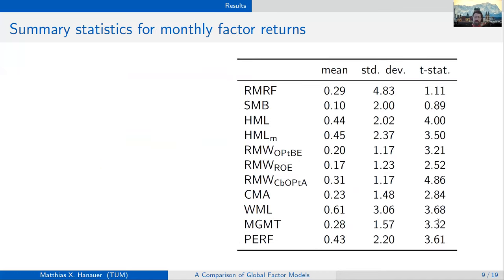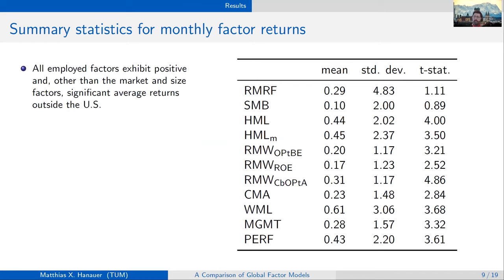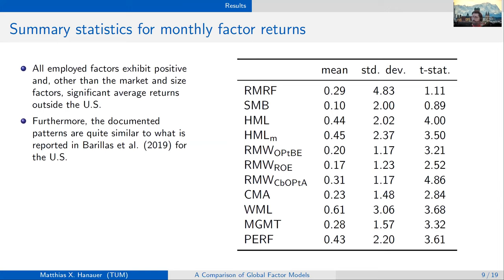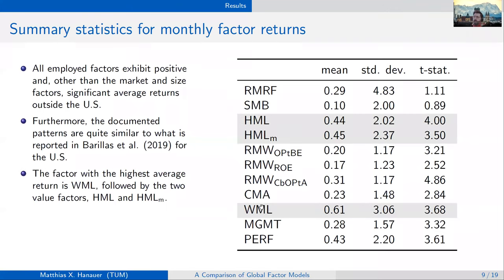What I show here are more or less the descriptive statistics for the factor models employed in my study. You see that all factors have positive returns, and besides the market and size, all are significant because they have t-stats above 2, most of them even above 3. It's quite similar to the results for the US. For instance, value and momentum factors are the strongest ones. You see that this monthly updated value factor has more or less the same mean as the standard value factor, but it's a bit more volatile, therefore a bit lower t-stat.